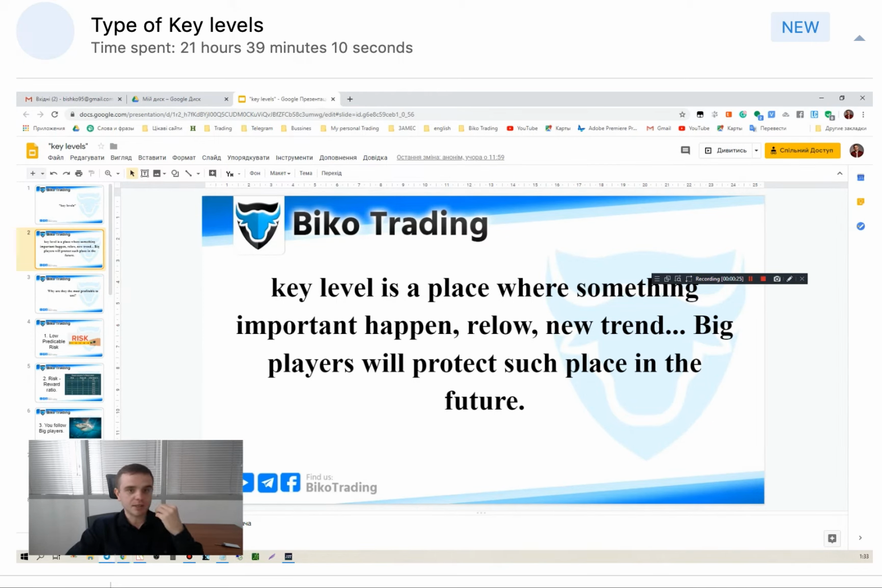Because big players show us that key levels matter, that someone put volume there. Price can rise and drop only when big players, some big guys, open or close a huge position. Price rises when someone opens a buy or closes a sell, and price drops when someone closes a buy or opens a sell, because it is the same.